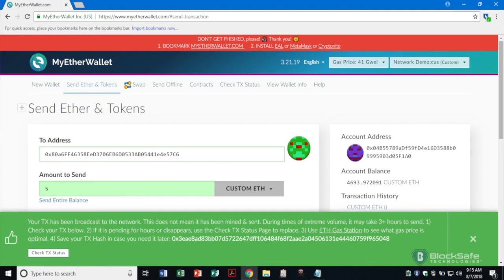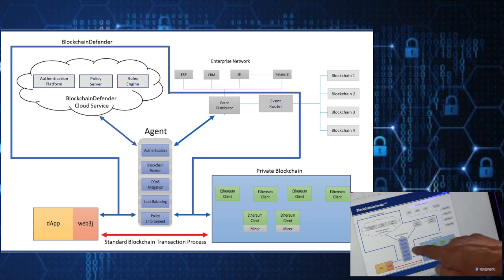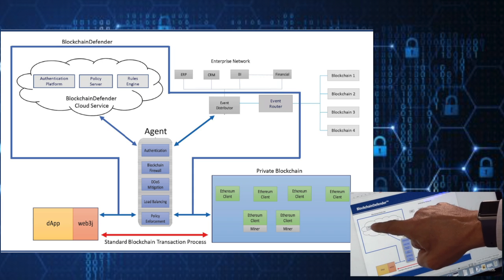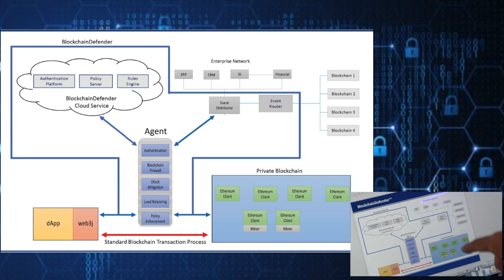So going back to our diagram, your application requested a transaction. Our agent authenticated me through an out-of-band second channel, and then only after I authenticated, it allowed that transaction to go into your private blockchain. So that is how we're going to be protecting private blockchains. This is just a quick snippet, a sneak preview of what our blockchain defender is all about.